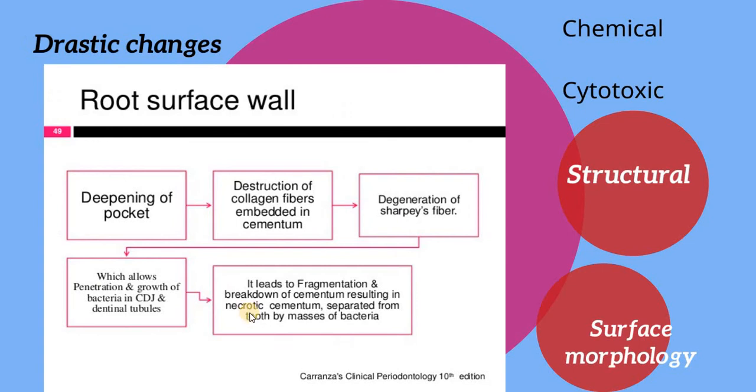The changes, as we talked about, that happen on the root surface wall include the deepening of the pocket and destruction of collagen fibers, and inside the cementum, the end fibers of the periodontal ligaments, named Sharpey's fibers, will be degenerated, which allows the penetration and growth of bacteria on the cemento-dentinal junction and dentinal tubules. And this will lead to fragmentation and breakdown of cementum, resulting in necrotic cementum, which is covered by a mass of bacteria.